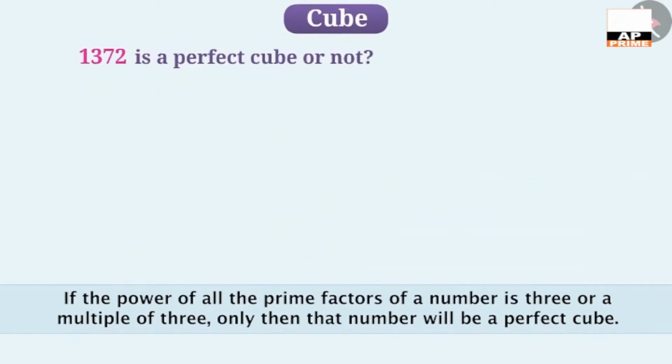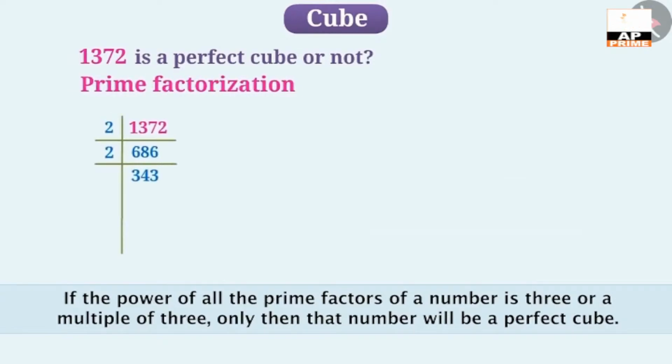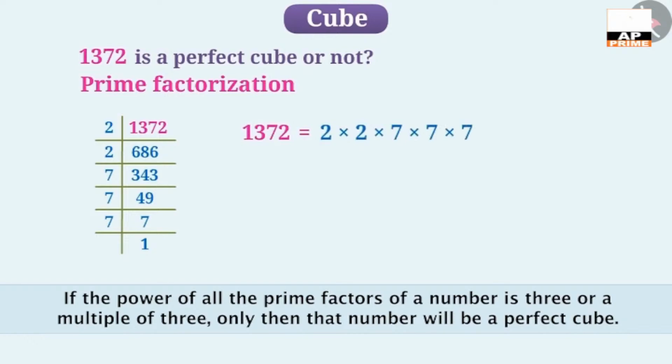Now let's talk about 1372. Its prime factorization can be done in such a way that we know that 1372 is equal to 2 multiplied by 2 multiplied by 7 multiplied by 7 multiplied by 7, which we can write as 2 to the power of 2 multiplied by 7 to the power of 3. Now here we can see that the power of one factor is 3, but the power of the other is 2. Since the power of all factors is not 3, we cannot call 1372 a perfect cube.